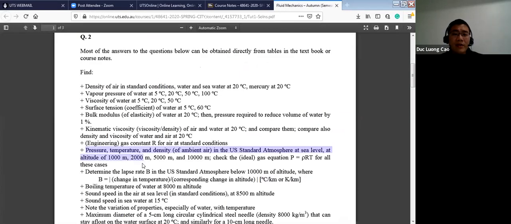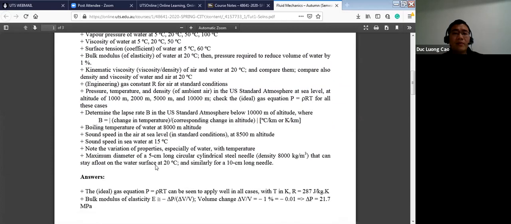So pressure, temperature, and density you have from the table, and sometimes you have to use interpolation to find the value, for example at 5,000 meter. And check the ideal gas equation P equals rho R T. Because R is constant already, P, density, and temperature you have from the table, and you can check the ideal gas equation to make sure that it is correct. Okay. Try to do it by yourself.